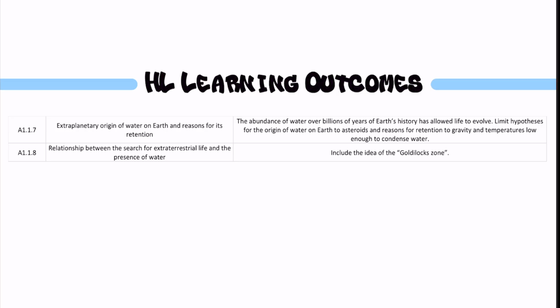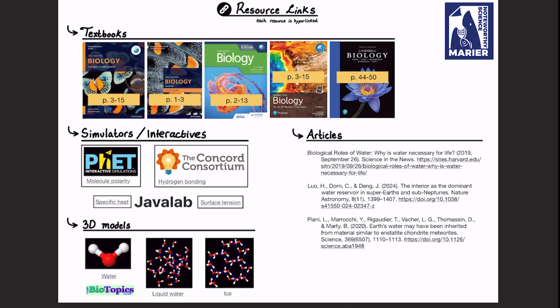And the key concept here is that of the Goldilocks zone, and how this helps inform scientists as to where to look for life outside of this planet. If you want to learn further, which I always encourage, this final page is a good place to start. Here are textbooks that I've used to help develop these lessons, and specifically what page numbers are relevant if you'd also like to read. Underneath are simulators that really help explore further the concepts that we've studied in this topic, and this really provides a more hands-on experience at exploring concepts like polarity, hydrogen bonding, surface tension, and specific heat.